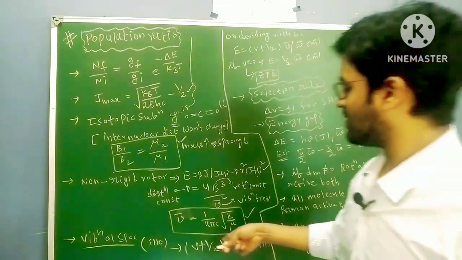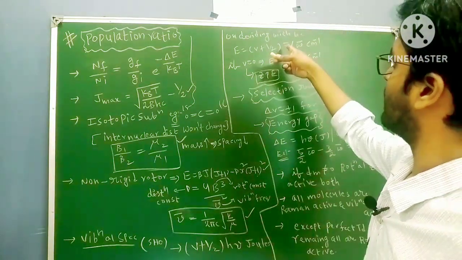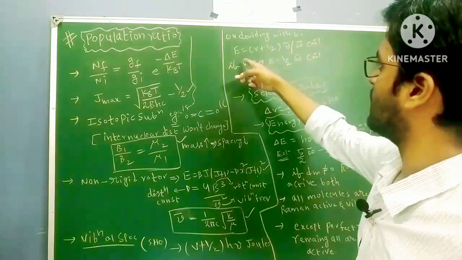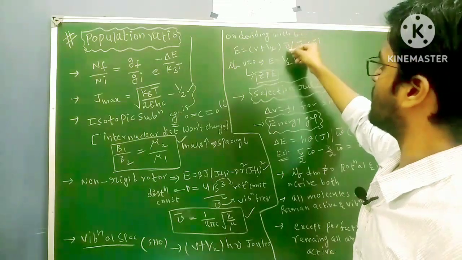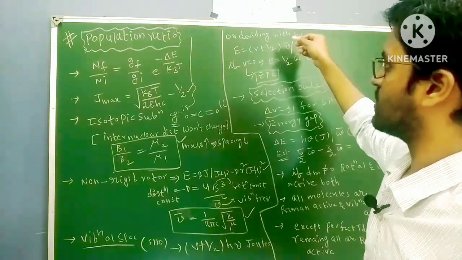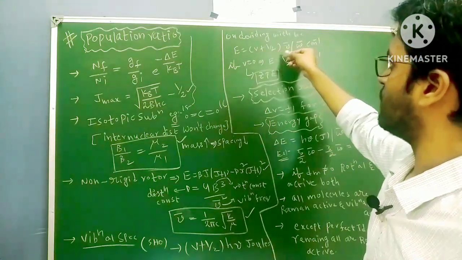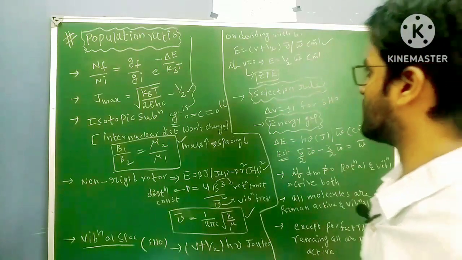So if you divide this formula with hc, right, h nu by hc, then you will get this one in per centimeter, E equal to V plus half into nu bar, or in place of nu bar we can take omega bar also. In some textbooks you can see this omega bar. So E equal to V plus half into nu bar or omega bar per centimeter. This is the equation in per centimeters.